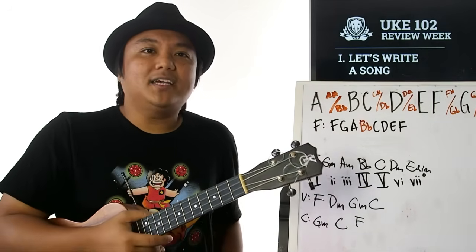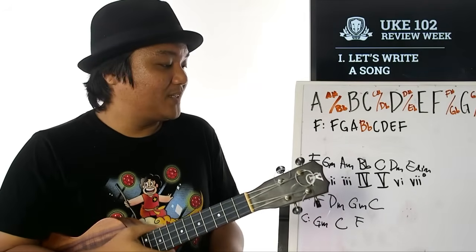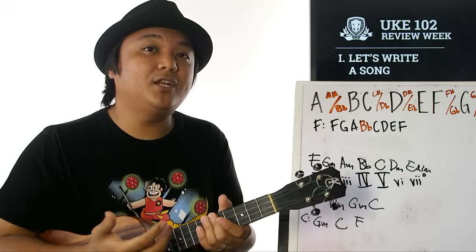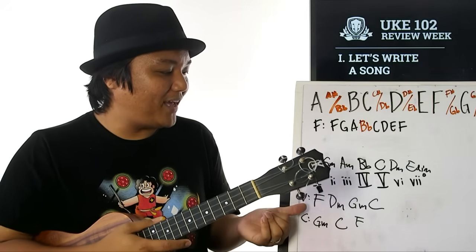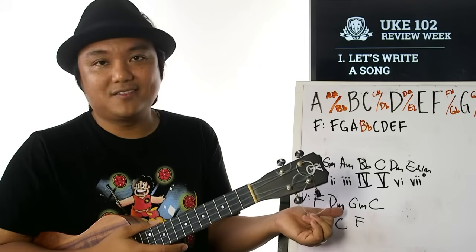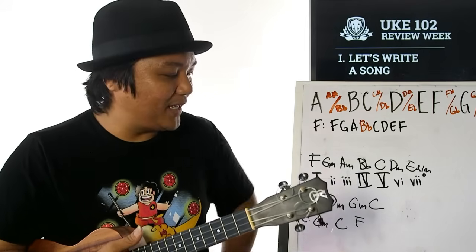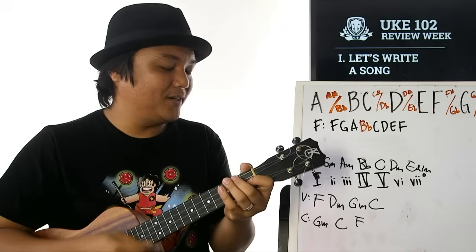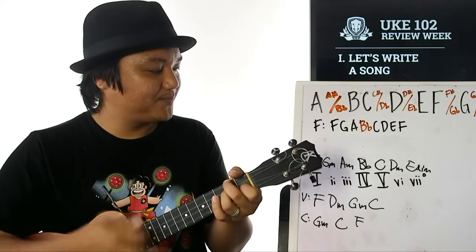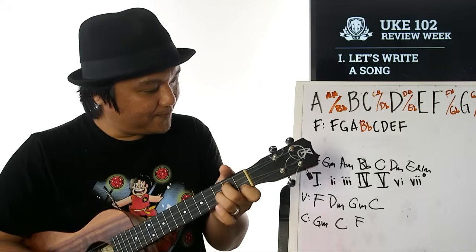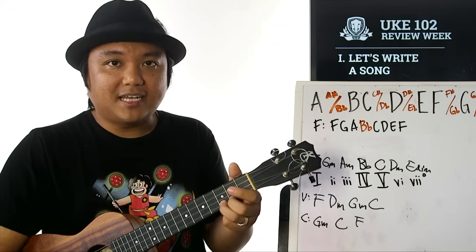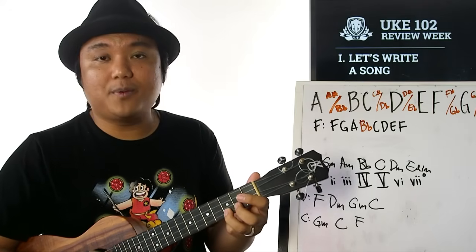I like to go with the even rule, which is to keep the number of bars to an even number. If we were to play just 3 bars, F, D minor, G minor, it's gonna sound a little bit incomplete. So this is what it sounds like with the 4 bars.